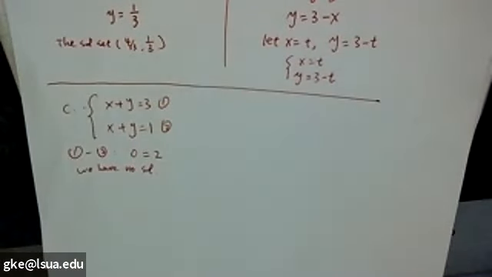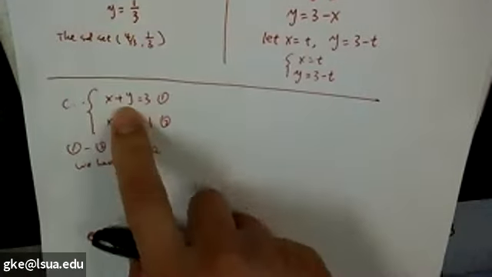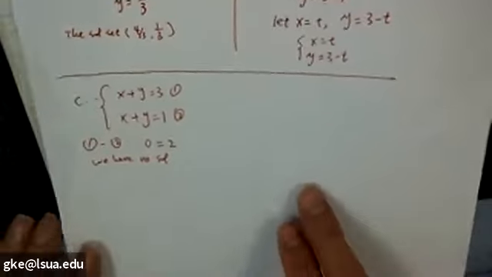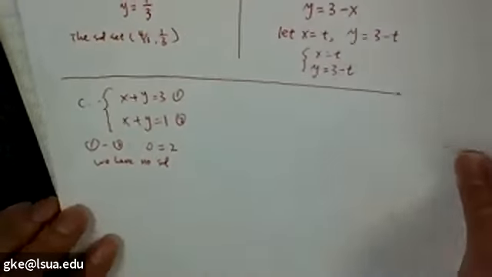Why is that? I'm gonna draw a picture. Okay, so we have two equations. That means we can draw two lines. Okay, two lines. Let's take a look.